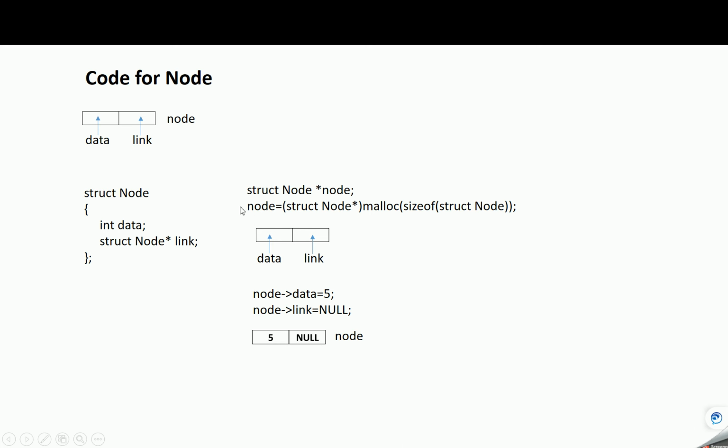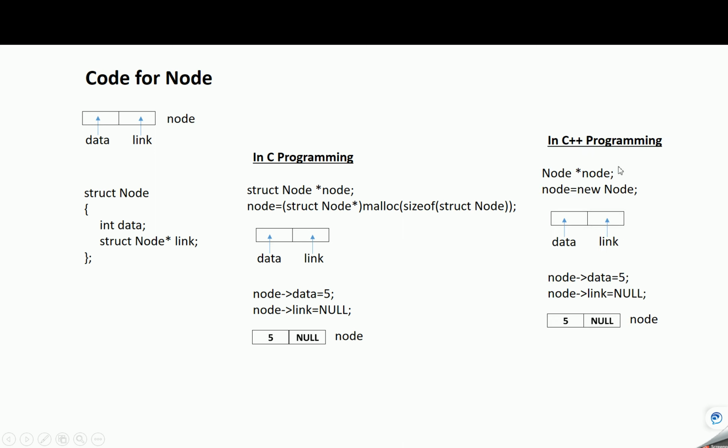This code is written in C programming. So in C programming we do this node creation like this. But if you want to do the same thing in C++, we'll write code like this. Here we'll just say node star node, meaning node pointer, and then node equal to new node. We'll use the new operator to create a node, and then a similar operation will happen. Just these two lines of code are different in C++.